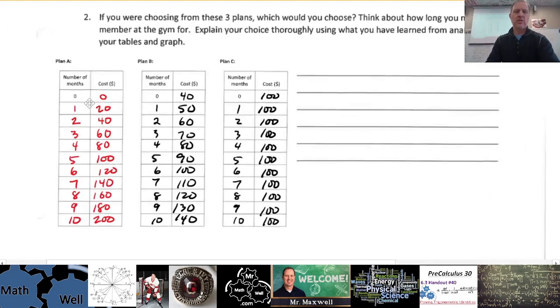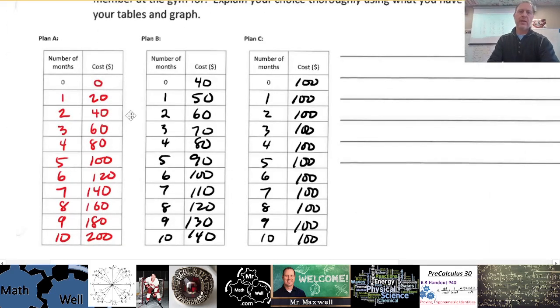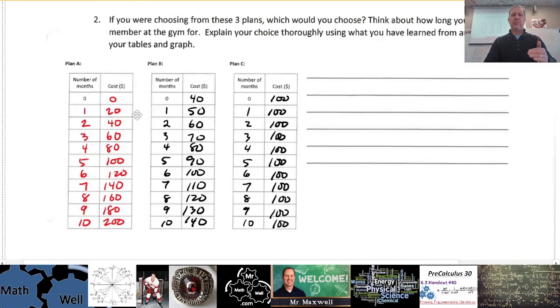I realize this is a bit small. I'm trying to keep everything on the same screen. So we're going to analyze the tables of values as to which might be the best plan for you, and there may be different reasons why you would choose a different plan. This is where we start to think critically about math, and word problems often don't just focus on skills. Completing that table would be a skill, right? You know what the startup fee is, you know how to add $10 a month or whatever. That's a math skill that you need to be good at.